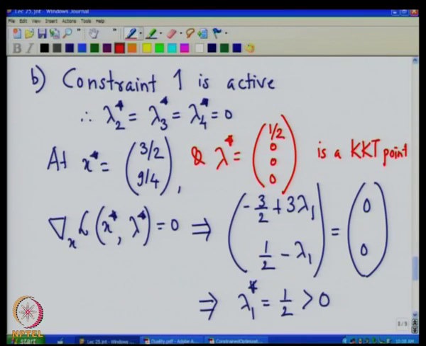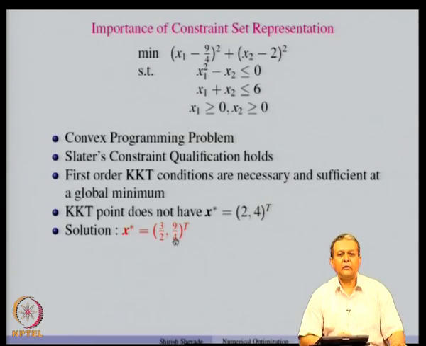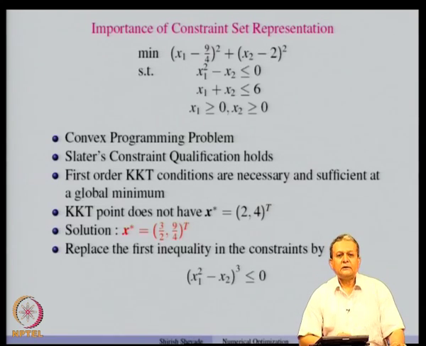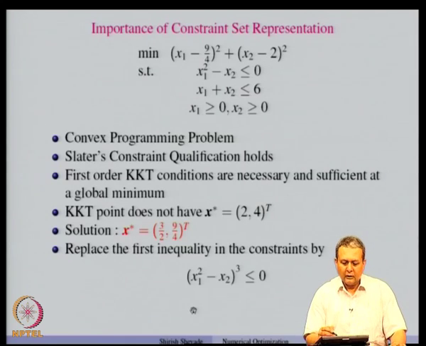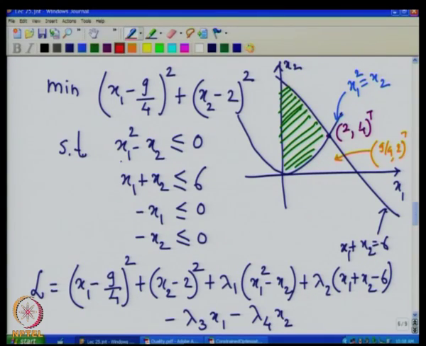Now, let us consider the problem. So, as we saw that x star equal to (3/2, 9/4) is a strict local minimum of this problem. Now, suppose we replace the first inequality constraint by the following inequality constraint, that (x1 square minus x2) whole cube is less than or equal to 0. So, the other constraints remain the same, only the representation of the first constraint changes. Now, the only change that is made is in the representation of this constraint, and now, if we look at the point (3/2, 9/4), let us see what happens.